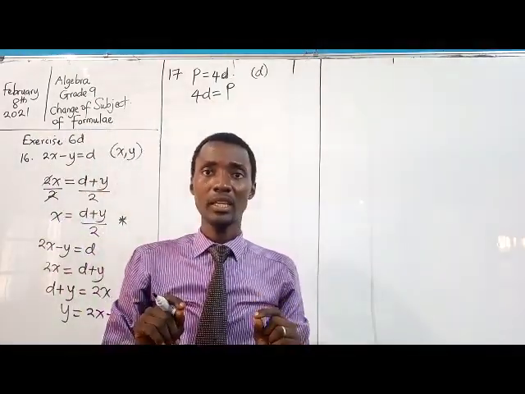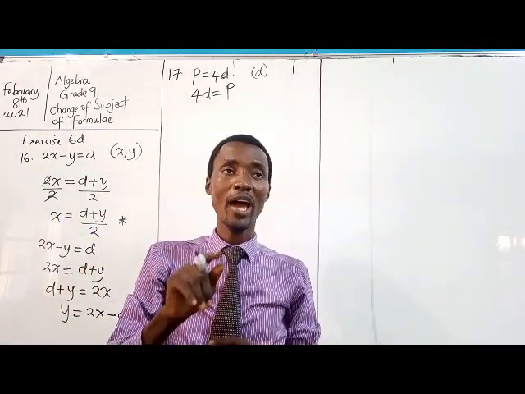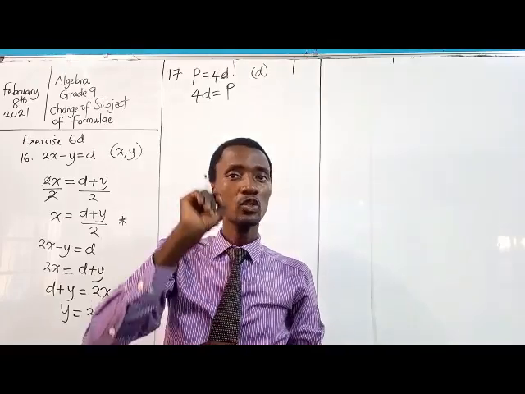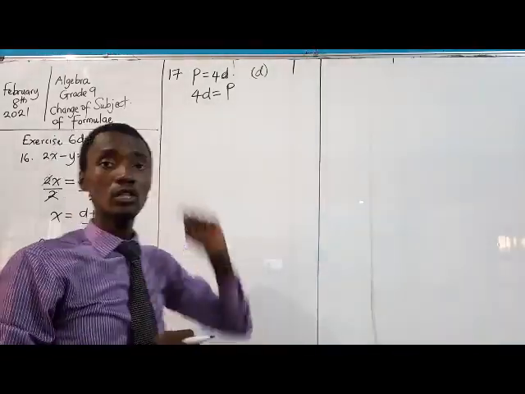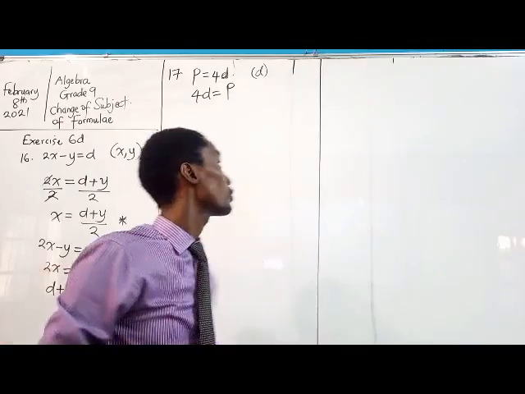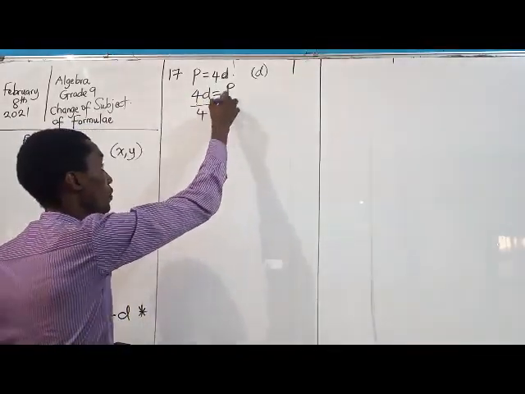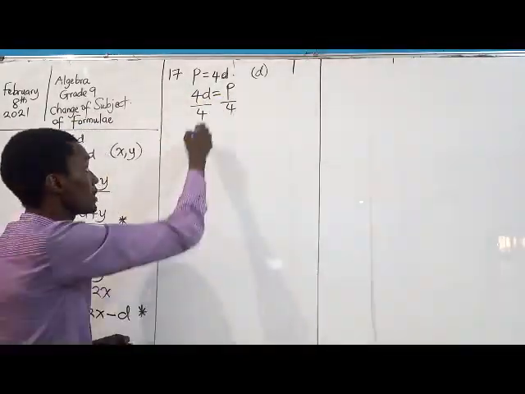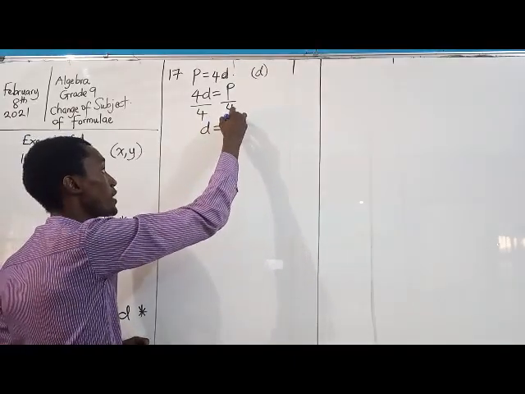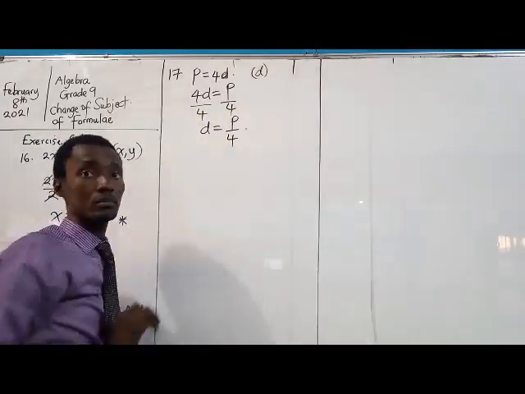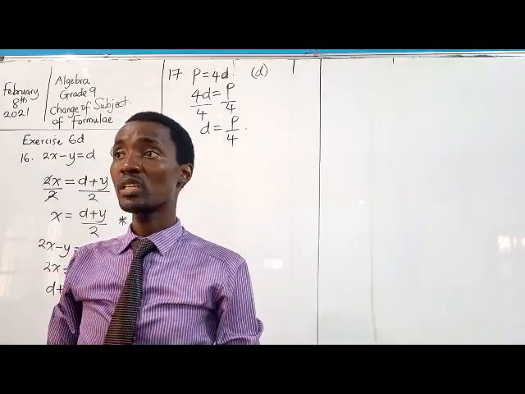With that done, the next thing we want to do is to try to make the coefficient of d to be 1. How best can we do that than to divide by what? 4. And this means that d will be equal to P over 4. And that takes care of question 17.